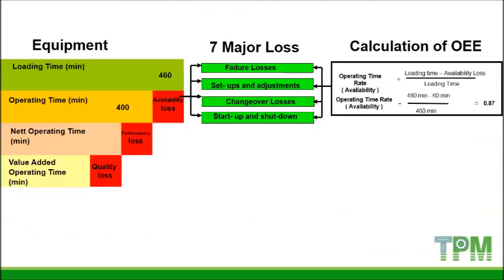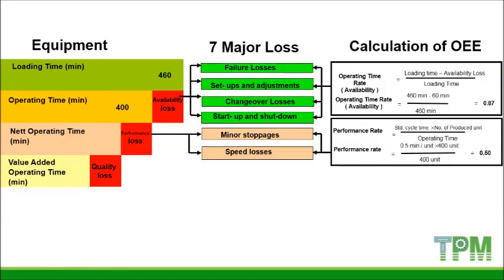Here is an interesting example. Loading time is 460 minutes, and there were 60 minutes of availability loss. So operating time is equal to 400 minutes. Availability rate equals operating time divided by loading time. Availability rate equals 0.87.